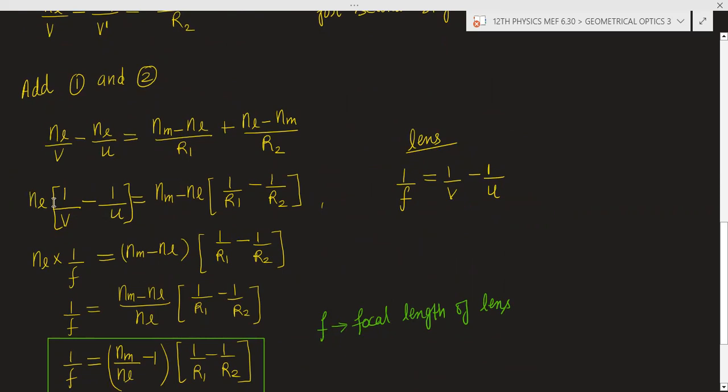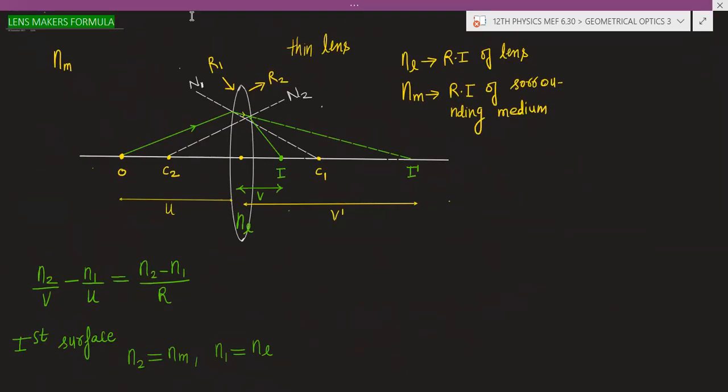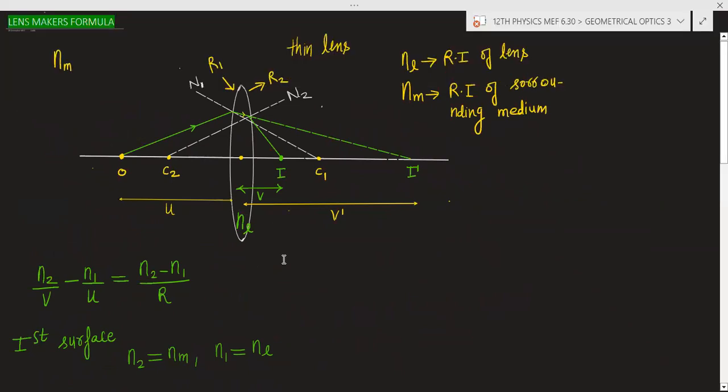You will take NL common from here, and this formula you will use. This is the lens formula. 1 upon f is equal to 1 upon v minus 1 upon u. So 1 upon v minus 1 upon u can be written as 1 upon f, and accordingly you can solve and you will get this formula. Now you can take the screenshots.